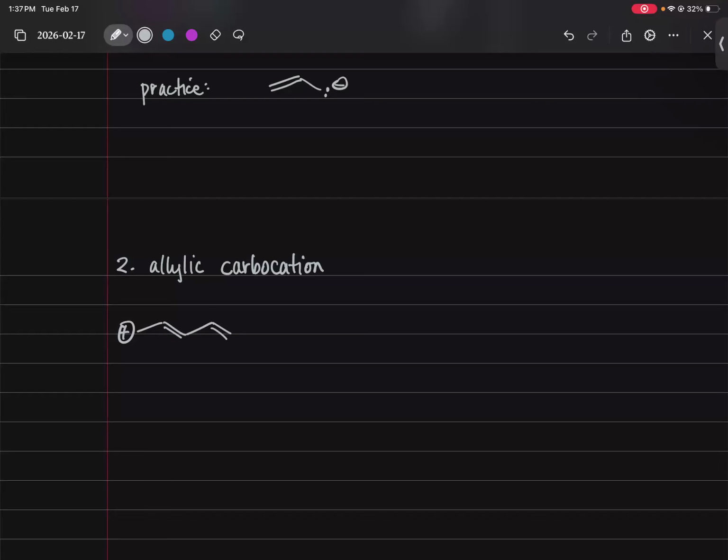Okay, so allylic position is any position directly attached to a carbon that's in a carbon-carbon double bond. So here we have a carbon-carbon double bond. Directly attached to this carbon is another carbon, and that carbon has a positive charge. So this is an allylic carbocation.